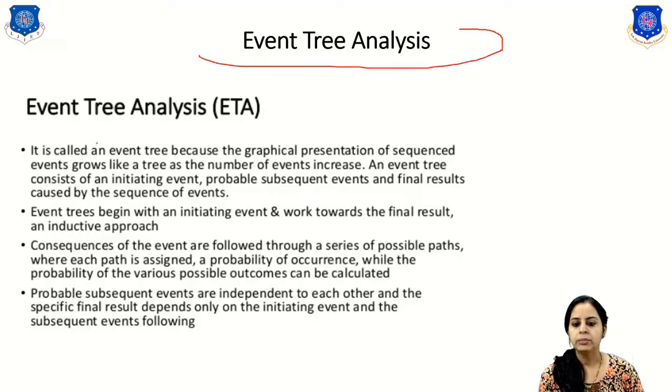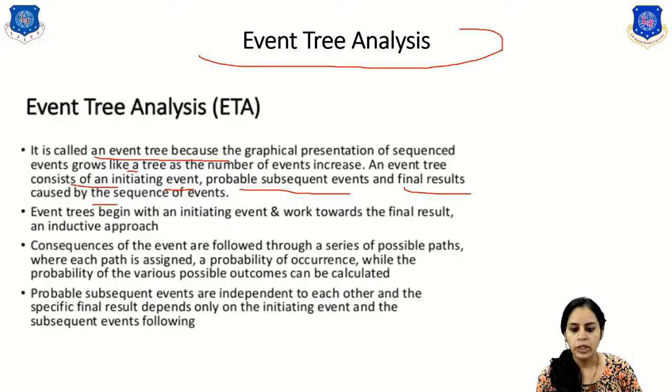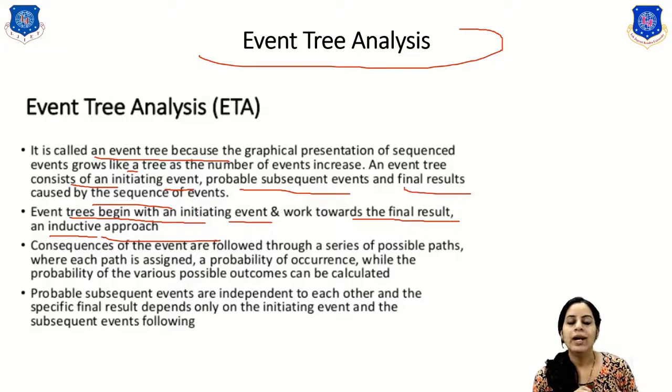Now, event tree analysis. It is called an event tree because the graphical presentation of subsequent events grows like a tree as the number of events increases, right? An event tree consists of an initiating event, probable subsequent events, and the final result caused by the sequence of events, right? The event tree begins with the initiating event and works towards the final result, an inductive approach. Consequences of the event are followed through a series of possible paths, where each path is assigned a probability of occurrence, so the probability of the various possible outcomes can be calculated.